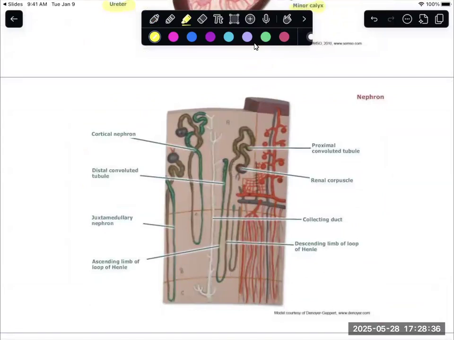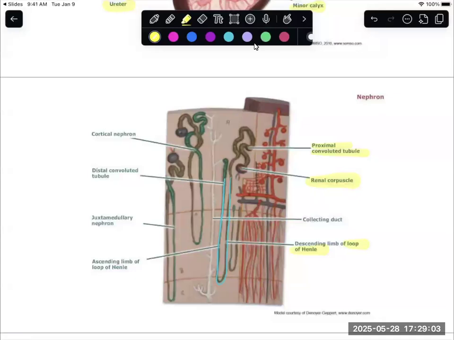So we have that renal corpuscle. That renal corpuscle, once it creates that filtrate, it's going to drain into that proximal convoluted tubule. It's convoluted because you see it kind of zigzags around. From there, it's going to go through the loop of Henle, that loop of Henle that comes down and back up.